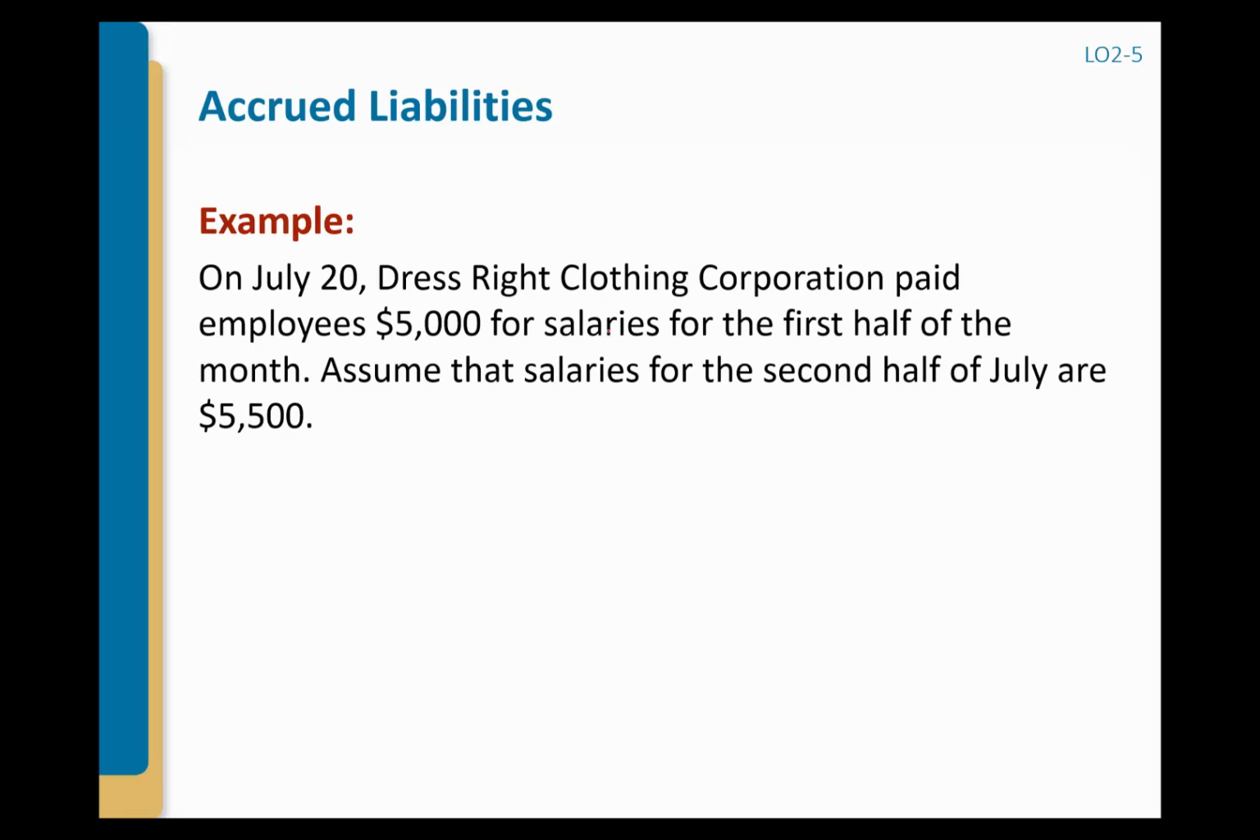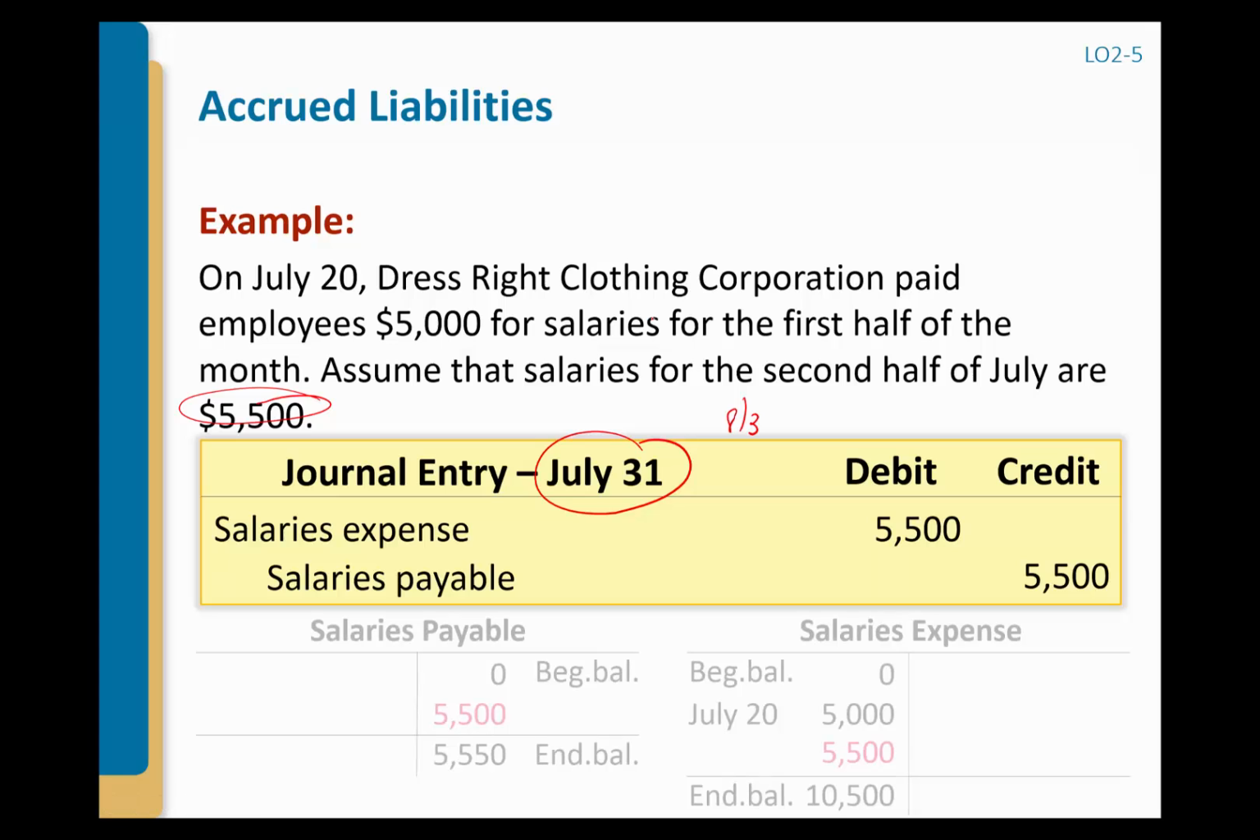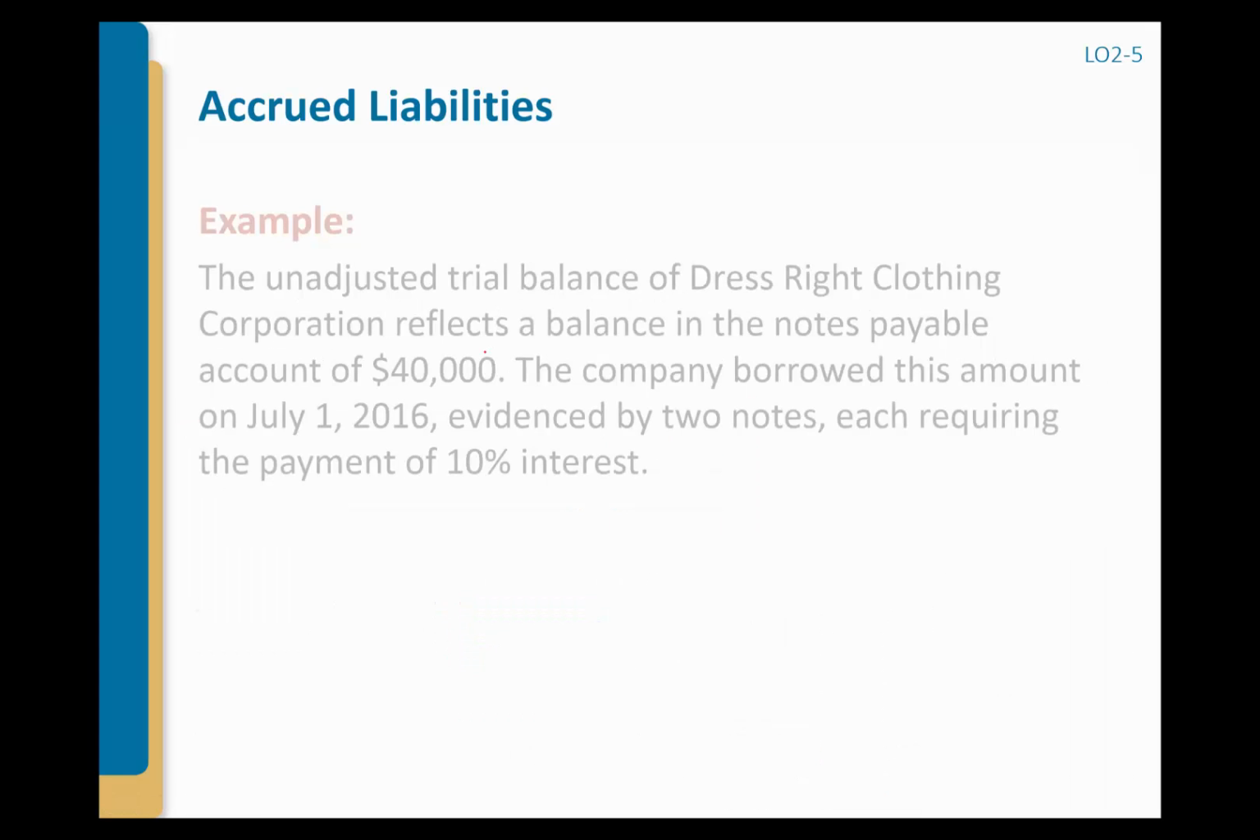So some examples of that is basically we paid employees $5,000 for salaries for the first half of the month, and we're assuming that the salaries for the second half are going to be $5,500. So in this case, we have to record the salaries expense because maybe the pay date isn't on July 31st but August 3rd, so you have to record in July the fact that you incurred the expense of $5,500. So salaries expense would be debited and salaries payable would be credited. And you see the T accounts in this fashion as well.